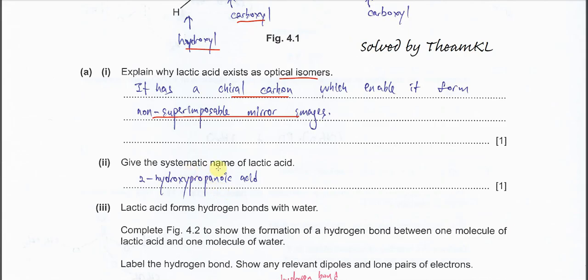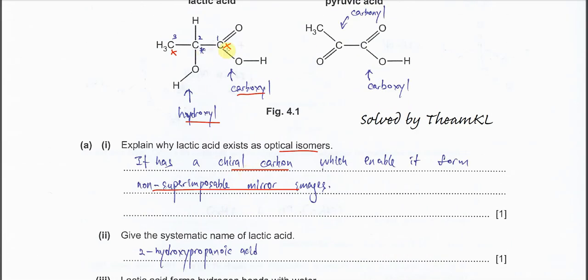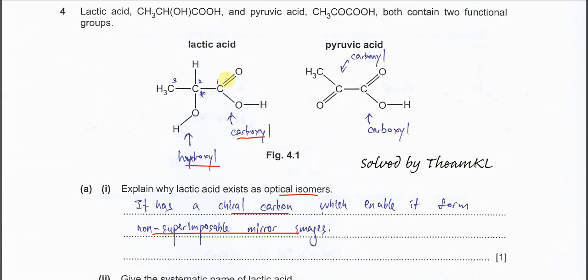Give the systematic name of lactic acid. This one is quite easy. First, we need to know which group has the higher priority when naming. Carboxylic acid is always the highest priority, so the ending name must be acid. Here, the longest carbon chain is 3 carbons, therefore propanoic acid. So a 3 carbon carboxylic acid is propanoic acid.